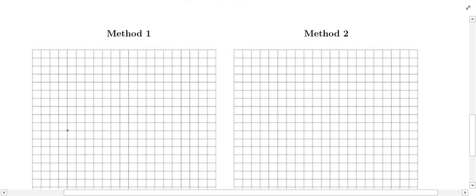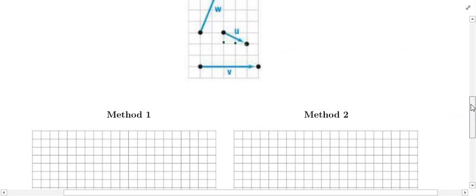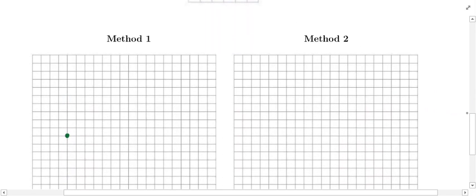So, let's say that I am right here. Again, I need to go down 1 box and then right 2. Down 1, right 2. Here is my vector. This is u. I'm going to connect these dots and put the arrowhead on here. I need to draw from the initial point to the terminal point. So this is vector u.